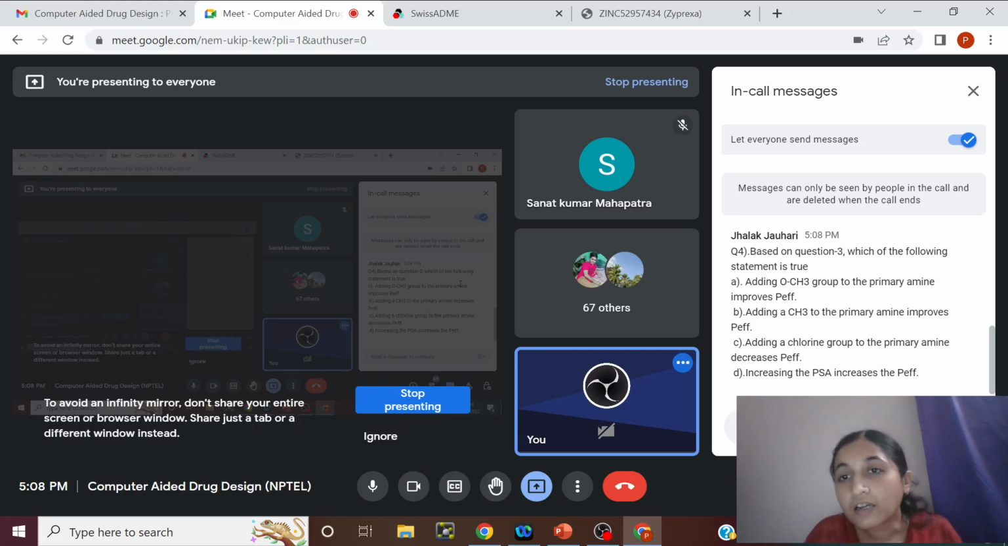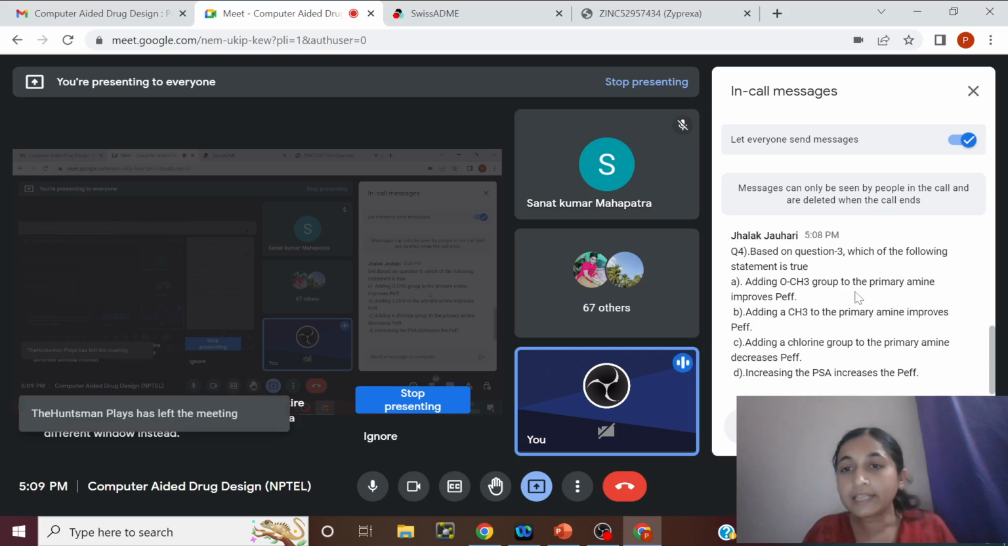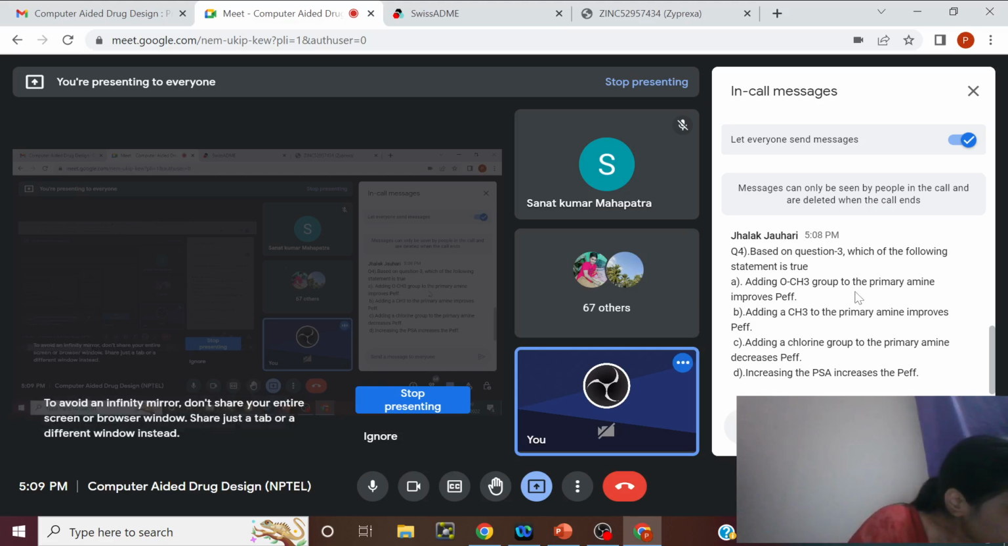Jhalak, in this question, for options A and B, I think both are true. Because if you add this group to the primary amine, then this PSA will increase. Yes, this PSA value will change. So options A and B will be correct.